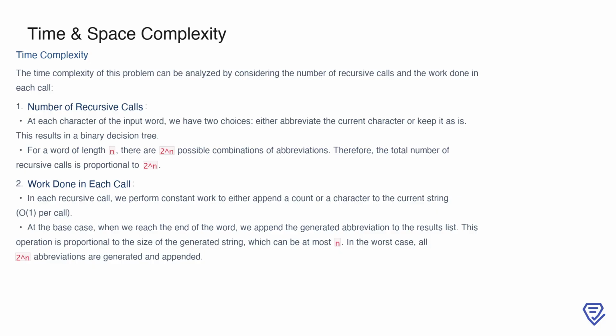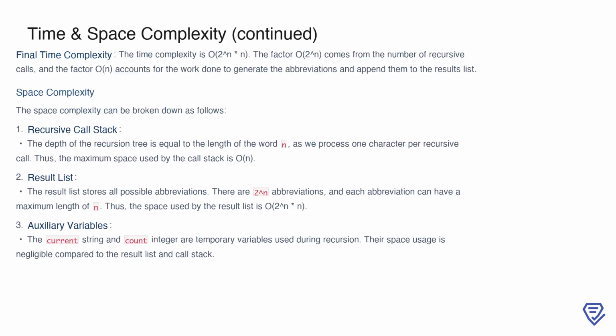When we reach the base case, where the entire word has been processed, we append the generated abbreviation to the results list. This appending operation scales with the length of the generated string, which can be at most n. Therefore, the total time complexity is influenced by both the exponential number of recursive calls and the linear work done in each call. Combining these factors, the final time complexity of the algorithm is 2 to the power of n asterisk n. The 2 to the power of n factor represents the number of recursive calls, while the n factor accounts for the work required to generate and store each abbreviation.